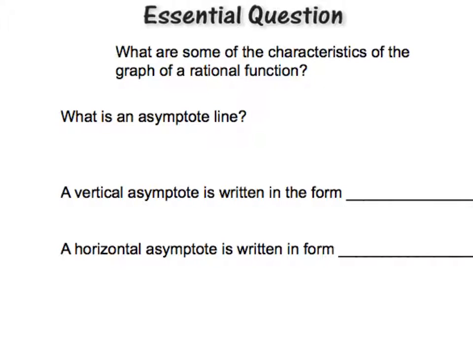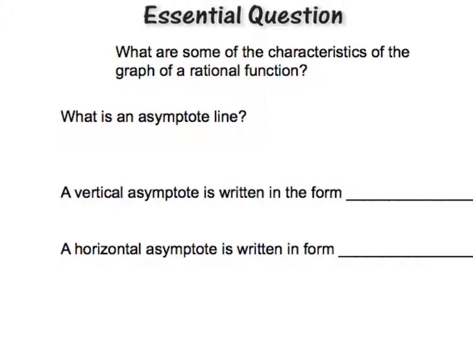Welcome back. Today we are going to look at Chapter 7, Section 2, and we're going to look at some of the characteristics of the graph of a rational function. First thing we should make sure we remember is what an asymptote line is. An asymptote line is a line that the graph approaches but never crosses or touches. And we learned that back in one of the previous chapters before Christmas.